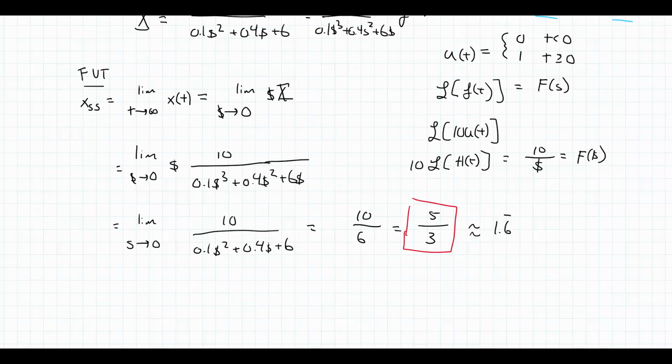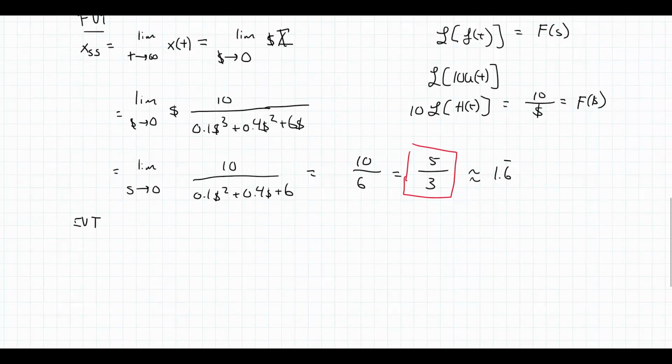As a correction, this is final value theorem I just did, not the initial value theorem. I'm looking at what happens as time goes to infinity of x of t. So the final value will be this 1.6, or 5/3. Now I can do the initial value theorem. So I want to know what happens initially. So what is the limit as t goes to 0 of x of t? That is the same as the limit as s goes to infinity of s times x.